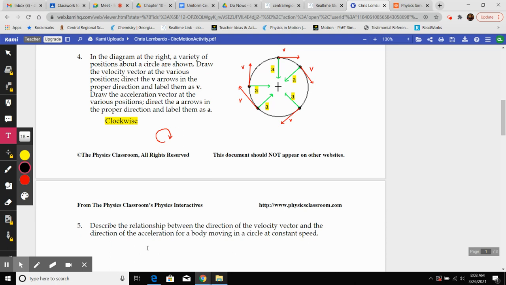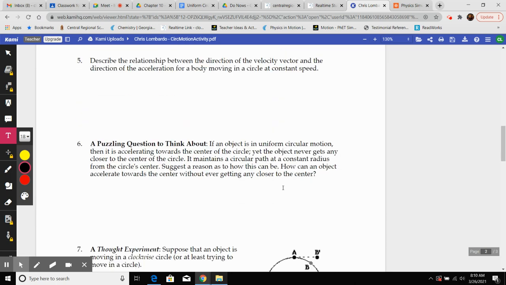What's going on? What direction is the acceleration always pointing? Inward, towards the center. And then how is the velocity vector acting? Straight line. Straight line begins with the T, A, N, tangent. All right, so it's in a straight line, tangent to its path. So everyone should have been done with 5.